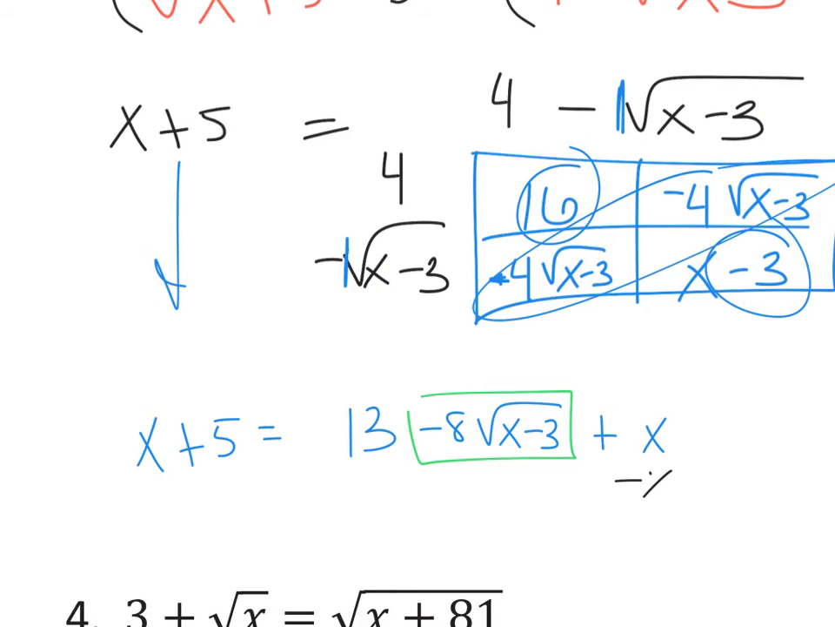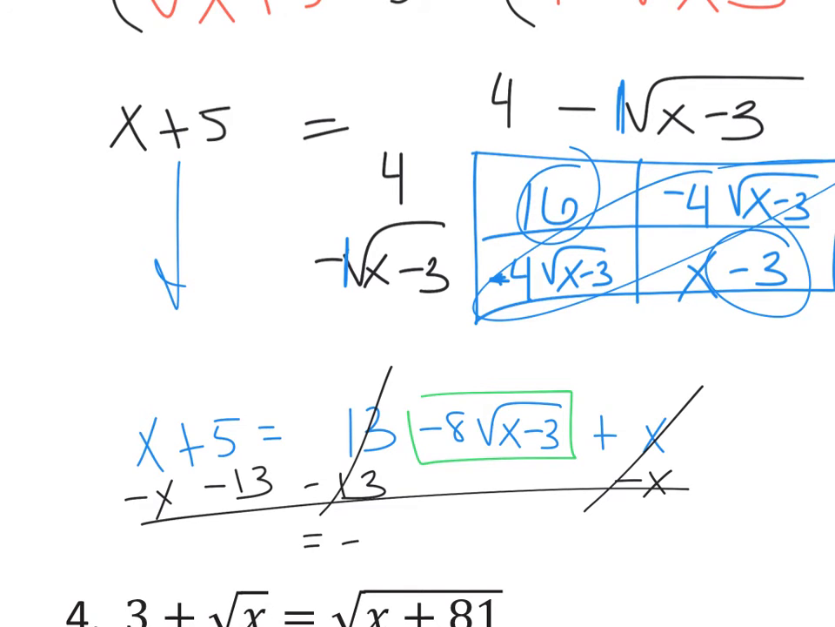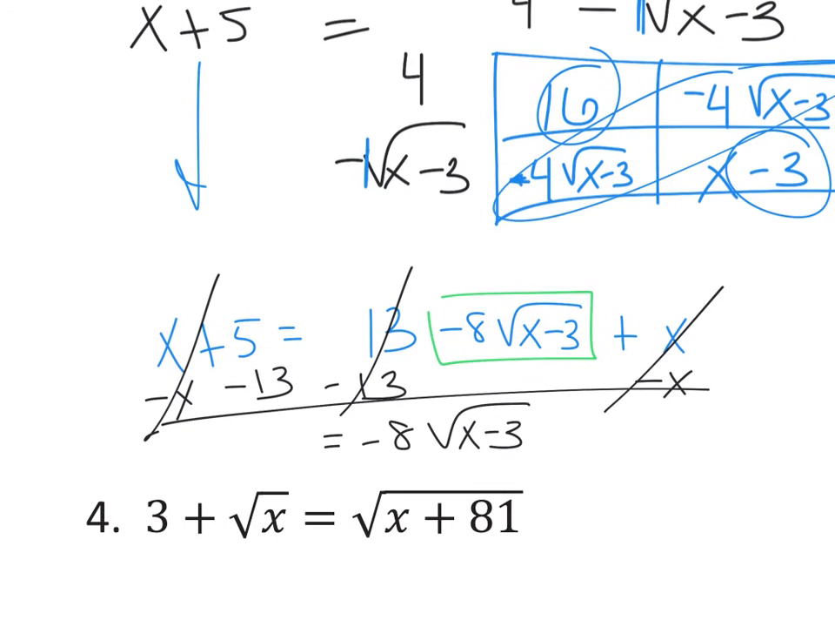And I'm going to subtract the x over and subtract the 13. These will cancel. You'll get negative 8 rad x minus 3 equals negative 8. Okay, you're going to divide by negative 8 or square both sides.